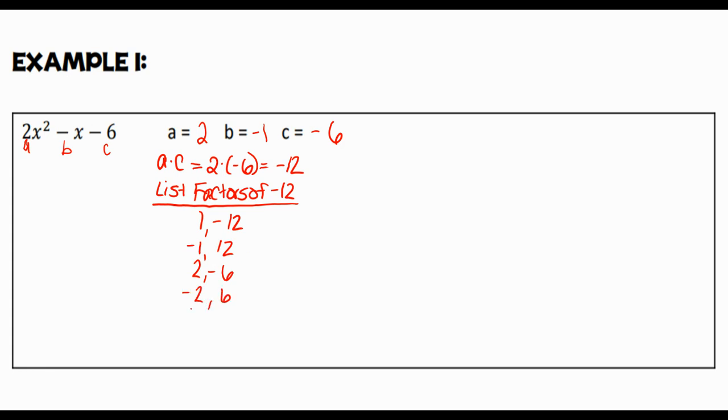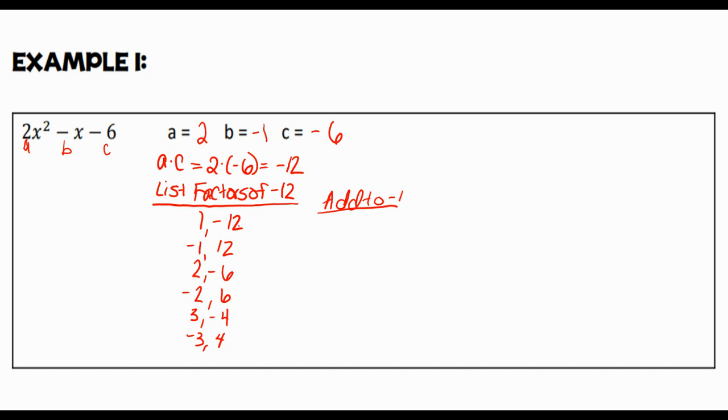3 goes into -12 -4 times. -3 goes in +4 times. I know I'm done because if I started to divide by 4, I would get 3, and that list is given. Now we want to find the pair that adds to my b value, which is -1.